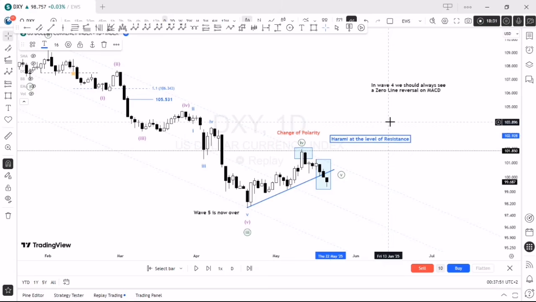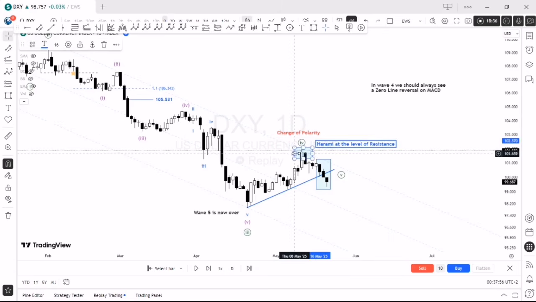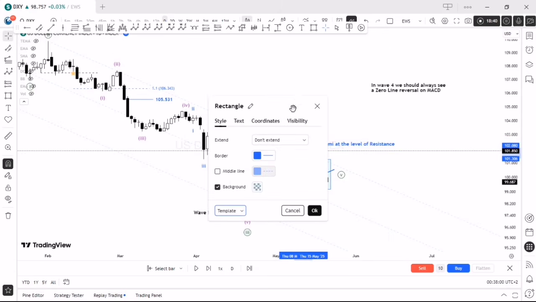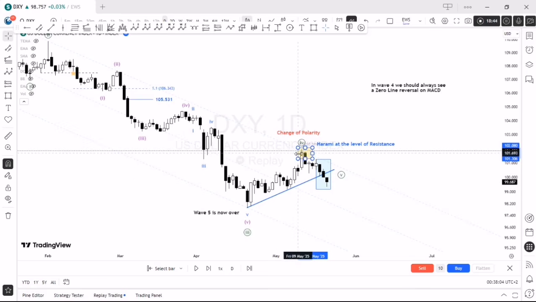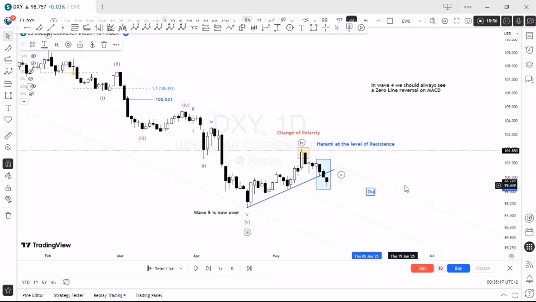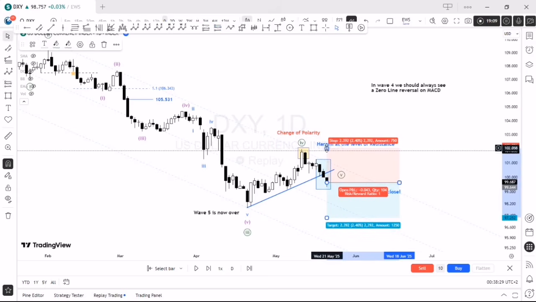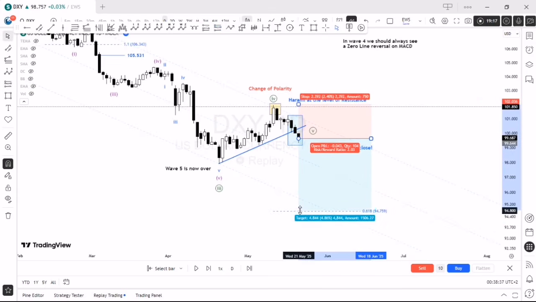So what do you see? A harami at the level of what? Of that resistance. Remember, previously it was support, now becoming resistance level, which is what we call change of polarity again. So another compelling evidence that indeed we have a pending decline. Now that does not mean it might not work the other way around.